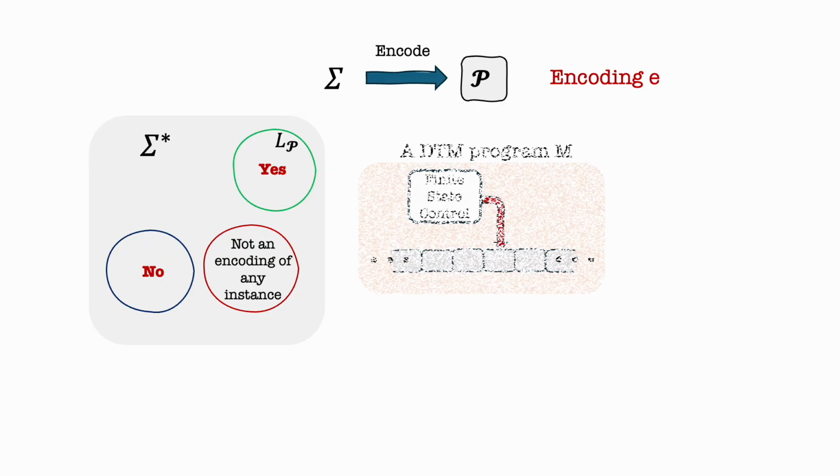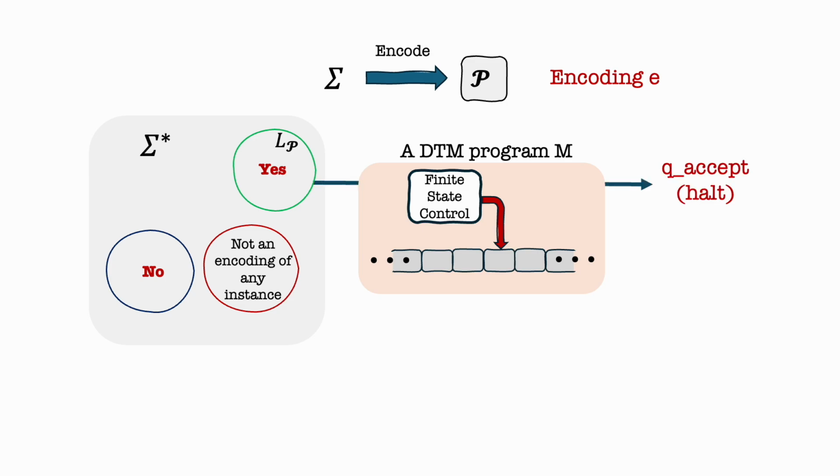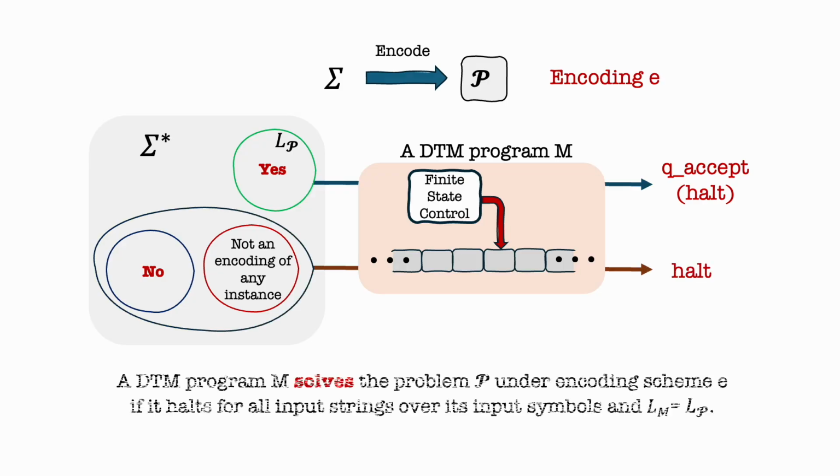Now suppose a DTM program M exists that takes input strings corresponding to yes instances and reaches and halts at qaccept, which is a final state. For the remaining strings, it also halts. We say that a DTM program M solves the problem P under encoding scheme E if it halts for all input strings over its input symbols and LM equals LP. Let us try to understand the meaning of this statement.